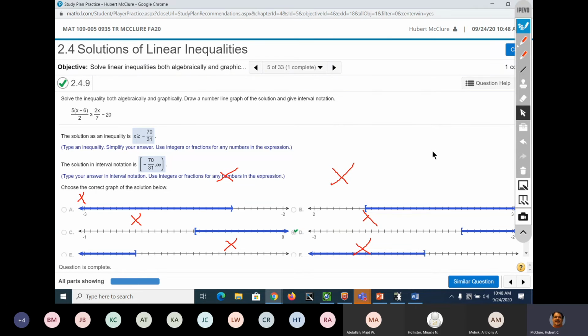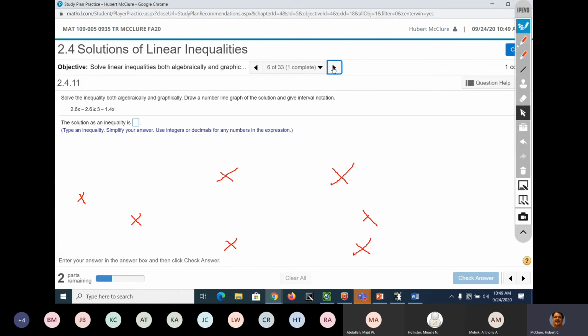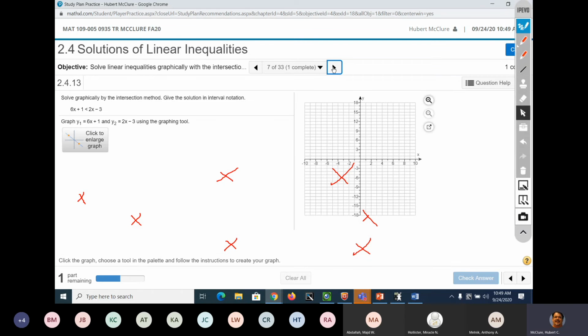Okay, the democracy rules. Everybody says they're okay. So I think, to me, that one and this one are probably going to be the hardest ones I give you. Let me see. Graph by the intersection method. I showed you how to do that. Just solve and graph using a dashed line, because that's a dashed line. So we could do that one.